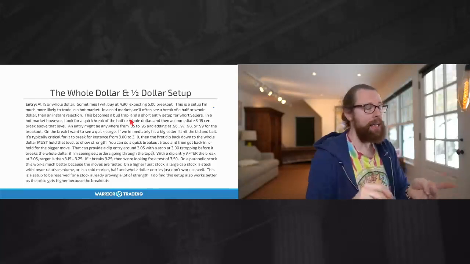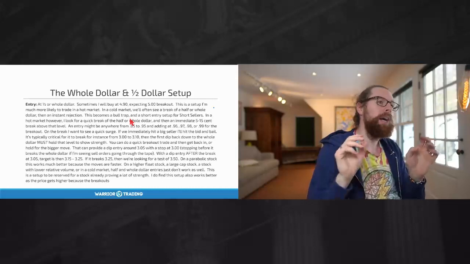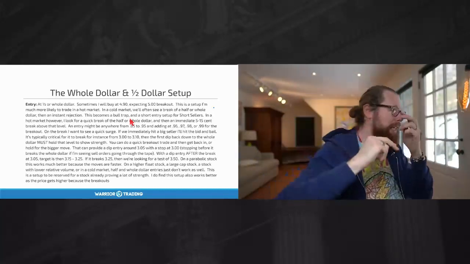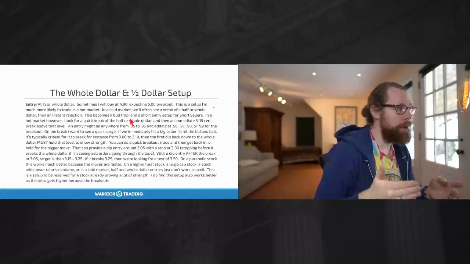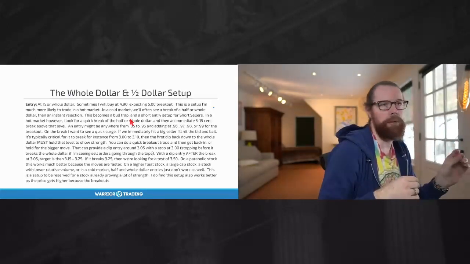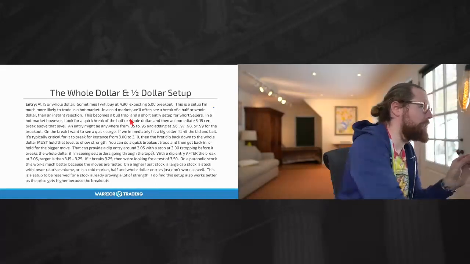We'll talk about that in the momentum chapter specific to short selling momentum, where we look for those false breakouts to go short with a stop at the high. So there's a lot of people that will trade that approach to the short side. And so in a hot market, I certainly will look for entries at half dollars and whole dollars, but in a cold market, I'm going to be a little bit more cautious.